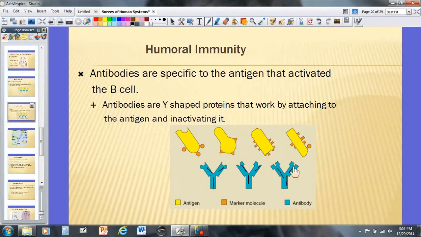They work by attaching to the antigen. This attachment inactivates the antigen and marks it as a non-self cell. Once inactivated and marked as non-self, a white blood cell or a macrophage will find it and destroy it through phagocytosis.